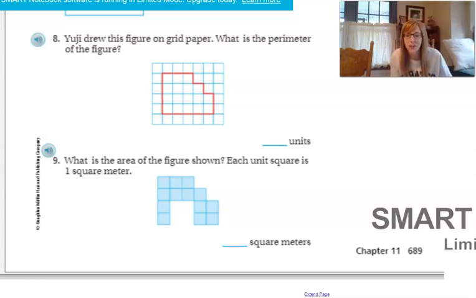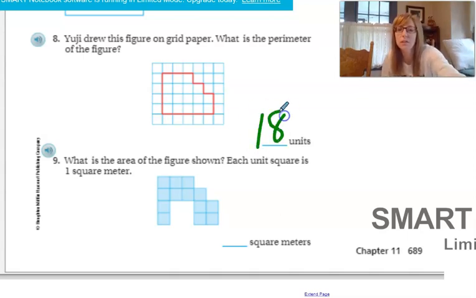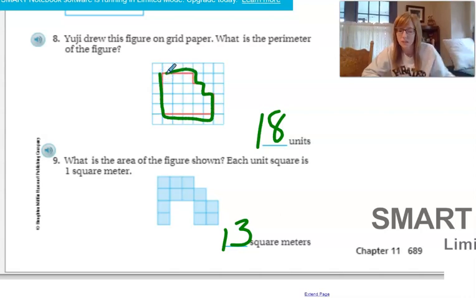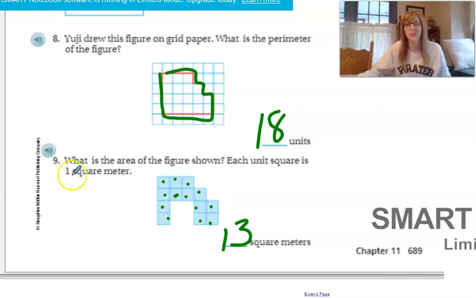Okay, hopefully you had time to figure those out. Did you guys all get 18 units for this one? And then did you all get 13 for this one? So for this one you were adding up, going around because it was perimeter, so it was the distance around. And then this one was everything inside. All right, go on to our next page.